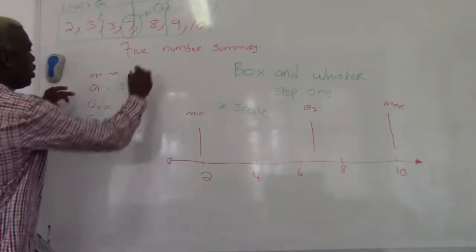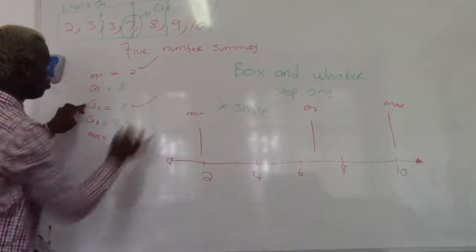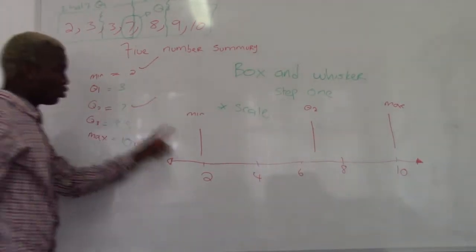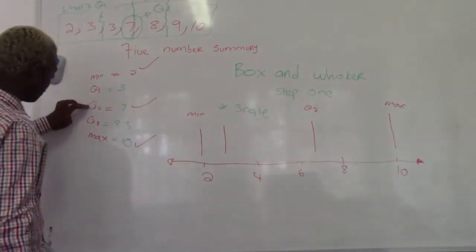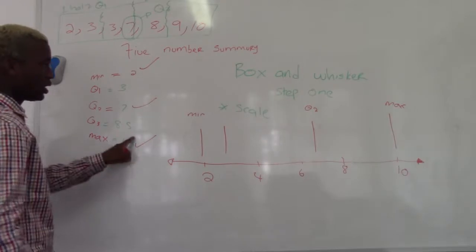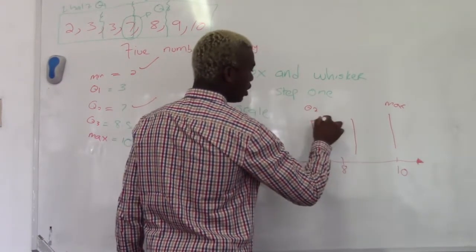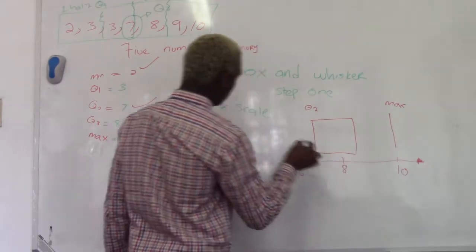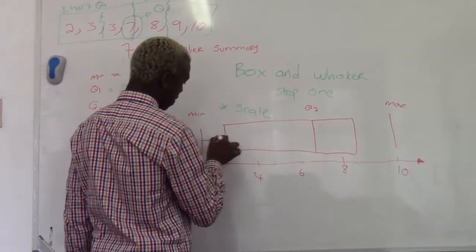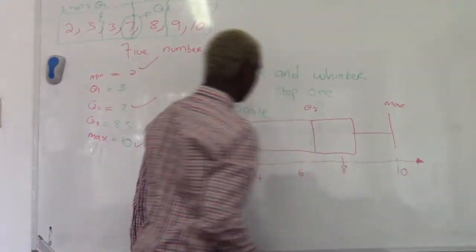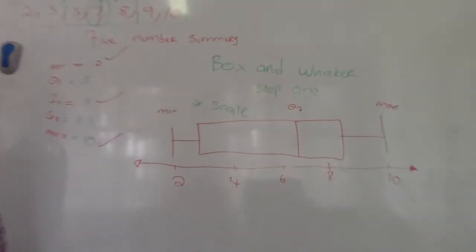Then we want to add Q1 and Q3. We're left with Q1. So Q1 is 3. Then Q3 is 8.5, which is here. So now we plot or join the various points. So ladies and gentlemen, here is our box and whisker diagram.